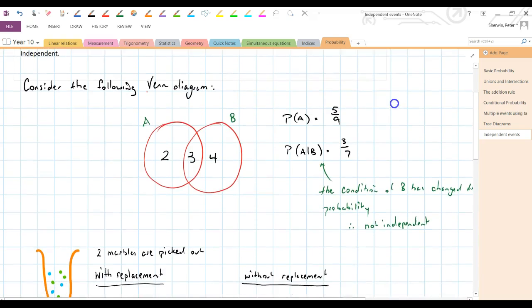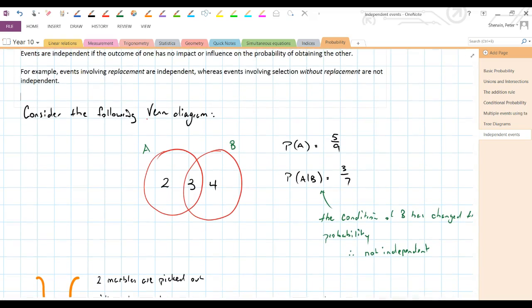Right, let's have a look at a Venn diagram in front of us. Here we've got just sets A and B. We don't really know what they are; it doesn't matter for the purposes of what I'm explaining. I've got 5 elements in set A, 7 in set B, and 3 that sit in the middle of the 2. What I'm calculating here is the probability of A. Out of those 9 elements, 2 plus 3 plus 4, there's 5 in A out of a total of 9. So the probability of A is 5/9.